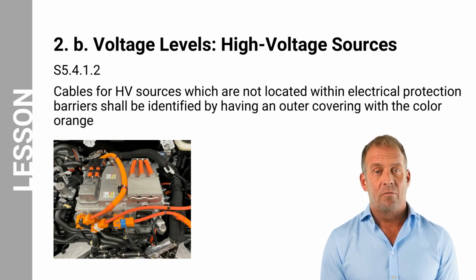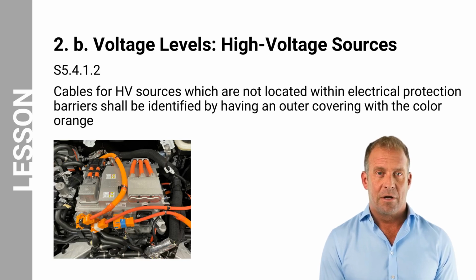S54.1.2 is part of the Federal Motor Vehicle Safety Standard, FMVSS, 305, specifically addressing electric-powered vehicles and their safety requirements related to electrolyte spillage and electrical shock protection. This regulation outlines various standards for electric vehicles, including the mandatory use of orange color for high-voltage cables that are not enclosed within electrical protection barriers. This color coding serves as a clear and immediate visual warning to individuals working on or around the vehicle.